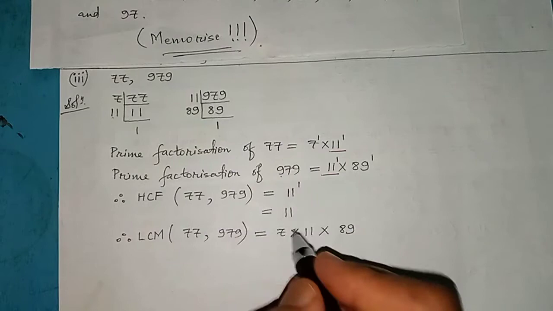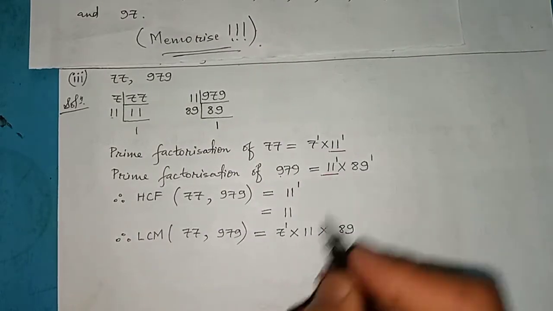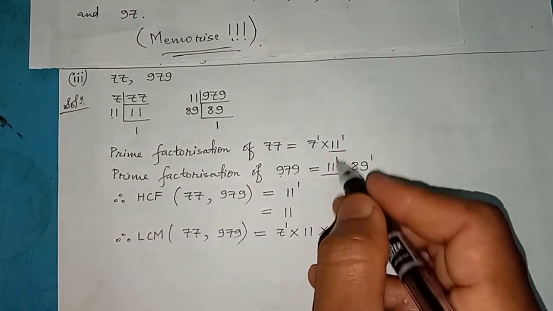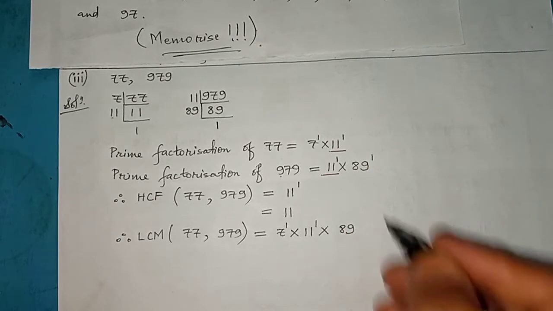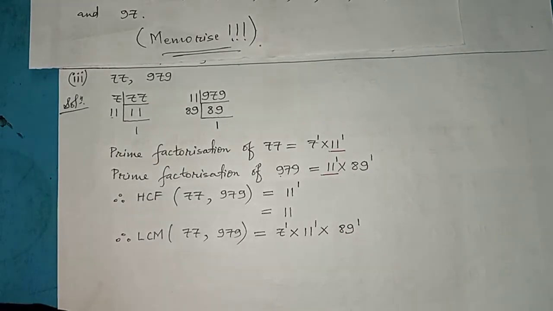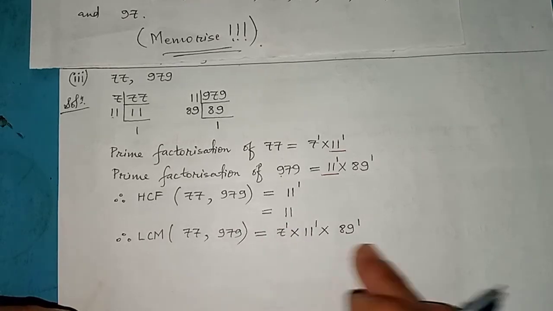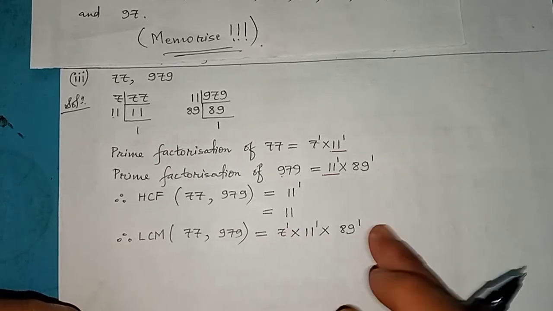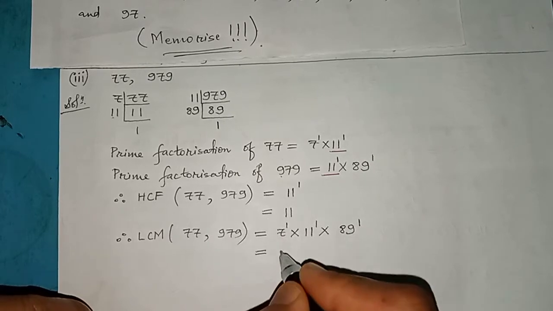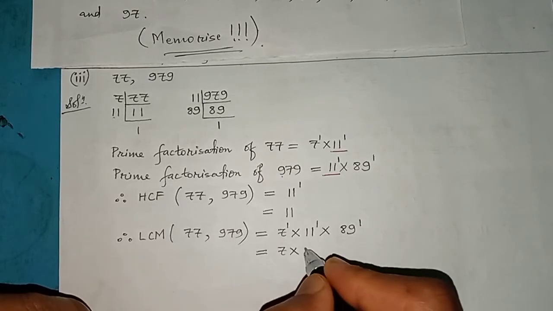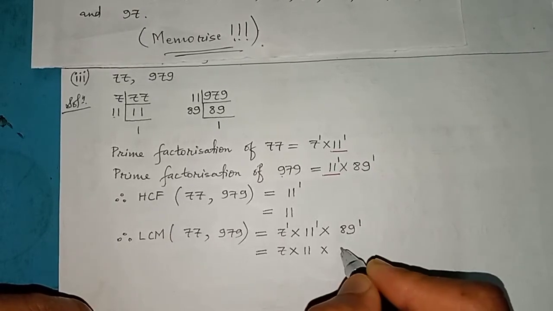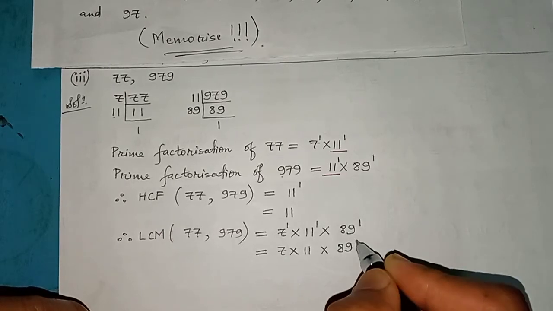See here, 7 has power 1. 11, though coming 2 times, write only 1 time. And the highest power here is 1 only. And 89 also 1. So all have power 1. So write all the prime factors with the highest power. Prime factors we don't repeat; write once, but with the highest power. 7 power 1 means 7 only, 11 power 1 means 11 only. In simple words, power 1 no need to show. We understand it's power 1 here.